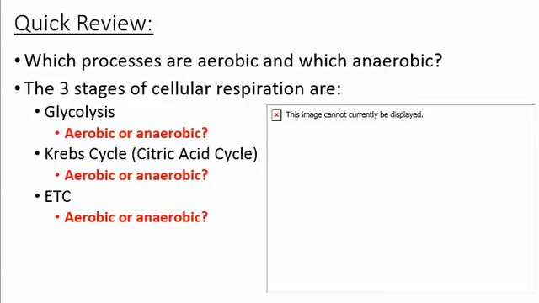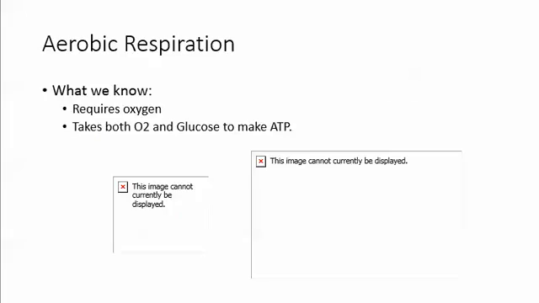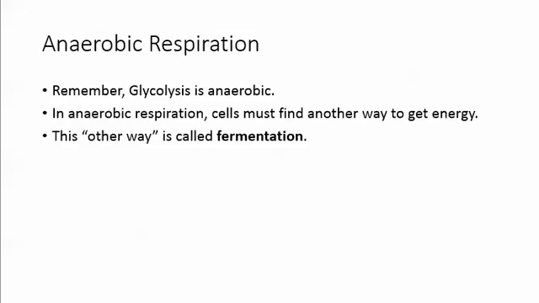Glycolysis is the process where it could occur without oxygen, so it's typically anaerobic. And then the Krebs cycle and ETC are both aerobic. Now we know that aerobic respiration requires oxygen and takes in both oxygen and glucose to make the end product of ATP. However, anaerobic does not require oxygen.